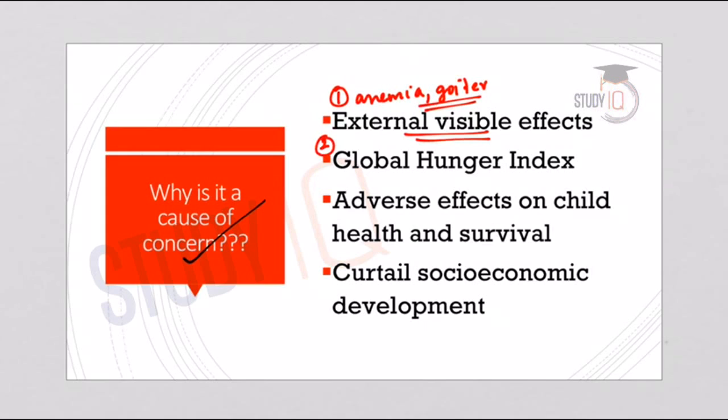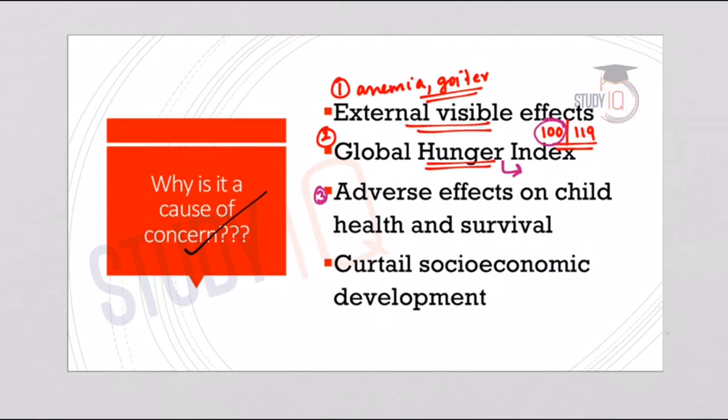Secondly, according to the Global Hunger Index, the rank of India is 100 out of 119. So India is ranked at 100th position among 119 countries in the Global Hunger Index. This rank itself shows how serious the issue of hidden hunger is in India. The performance of India with regard to eliminating hidden hunger is very low. That is why the index shows a very poor ranking for India.